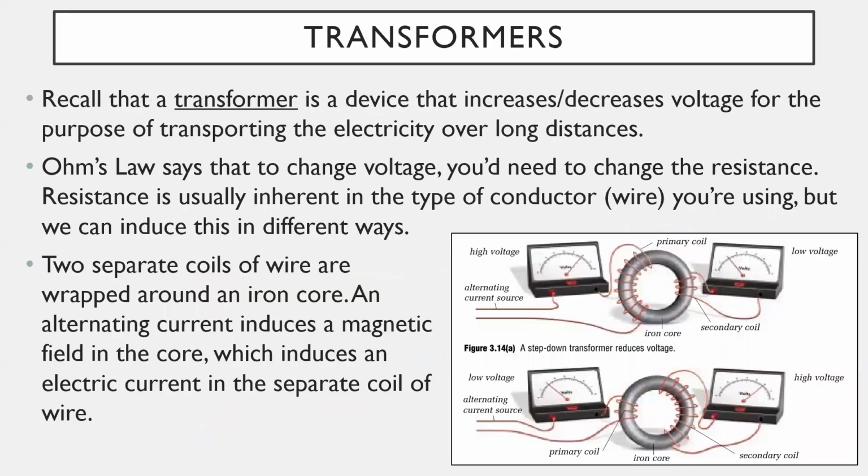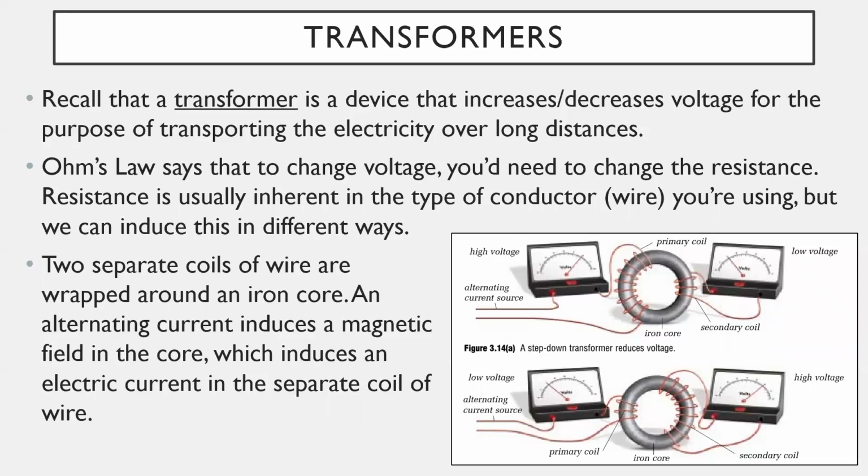All right, so transformers. We're really jumping all over the place, but don't worry, we're almost to the end here now. Recall that a transformer is a device that increases or decreases voltage for the purpose of transporting the electricity over long distances. There's those transformers that exist on power poles, and then there's those transformer boxes. They're usually green, and they're usually found like in the alley behind your house kind of thing. Those are transformers, right? So they're just changing the voltage for the purpose of transporting electricity.